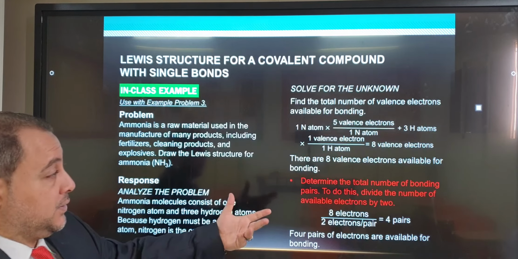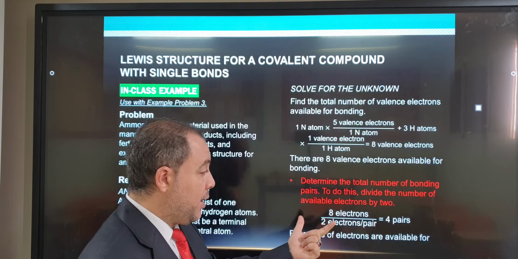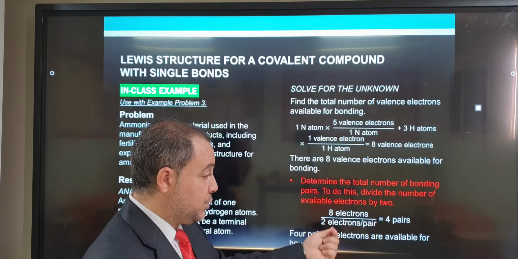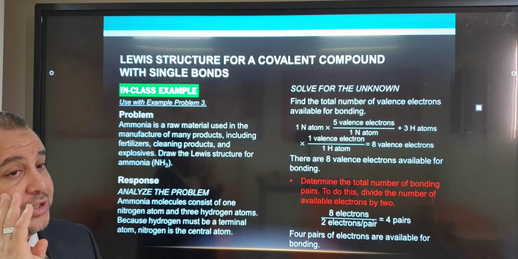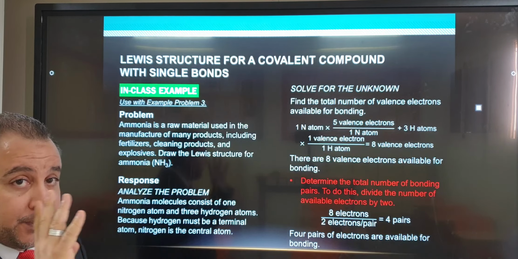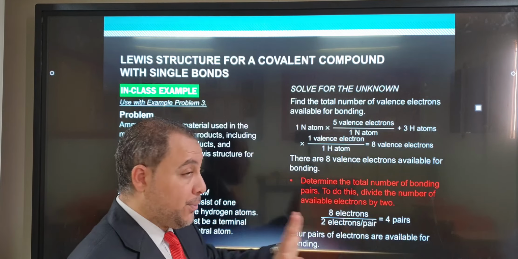After that, determine the total number of bonding pairs. To do this, divide the number of available electrons by 2. 8 divided by 2 equals 4 pairs. So we need 4 pairs for the molecular structure of ammonia. 4 pairs of electrons are available for bonding.